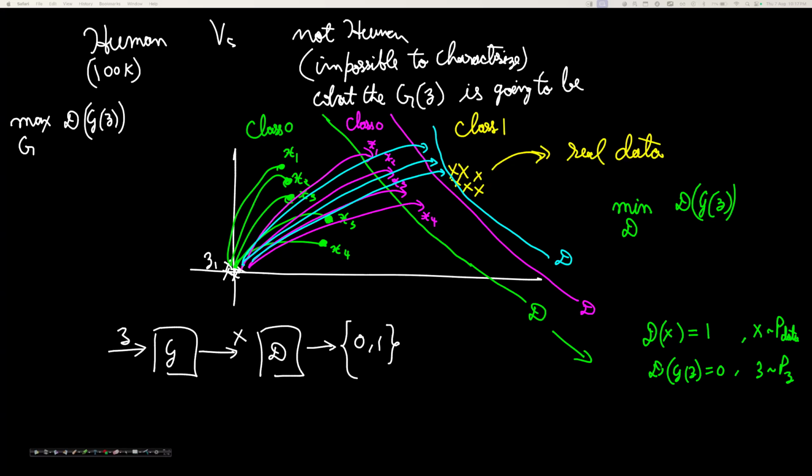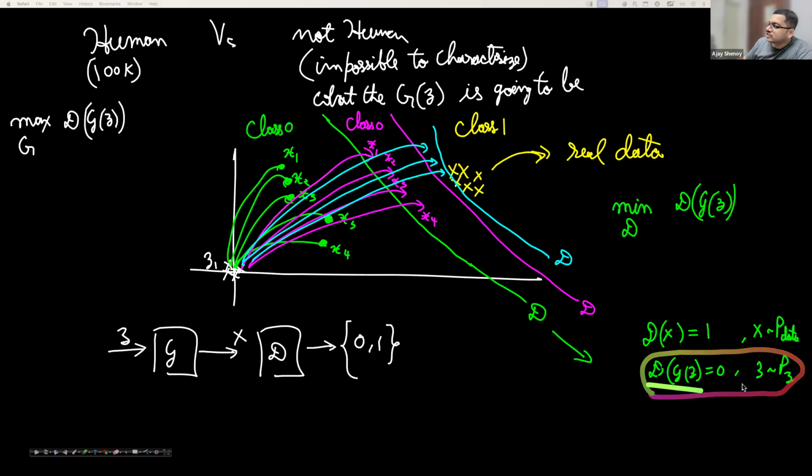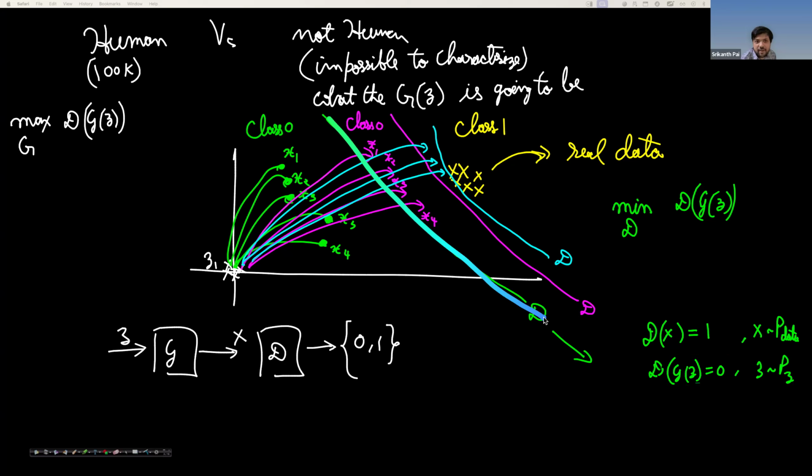We're trying to maximize over G, D of G of Z, but I didn't understand the minimize part. This is the minimized part here. D of G of Z should be low, right? Exactly. This is a basic binary classifier here, right? If it is fake, the discriminator wants to catch the fake data, basically. That's all.